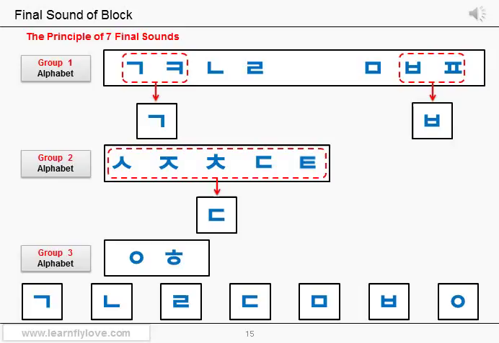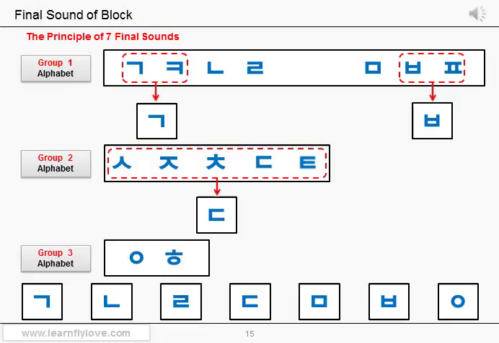Let's take a look at the consonants in group 3 then. We only have two consonants. The first, the U consonant, is one of the seven consonants, so just leave it there. It's pronounced as the English alphabet NG anyway when it's used as a final consonant, and it will never change.